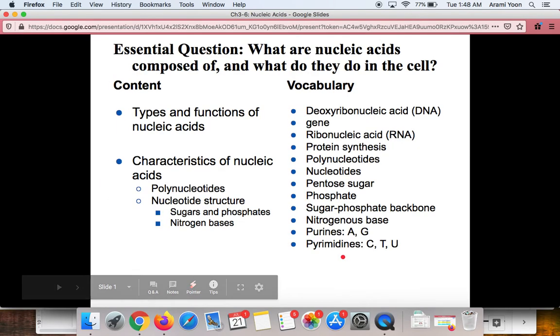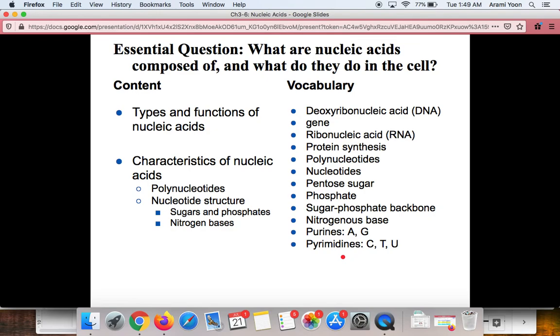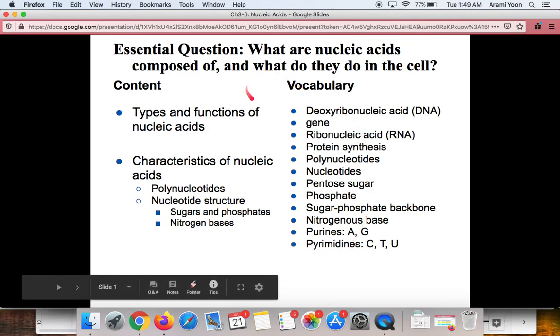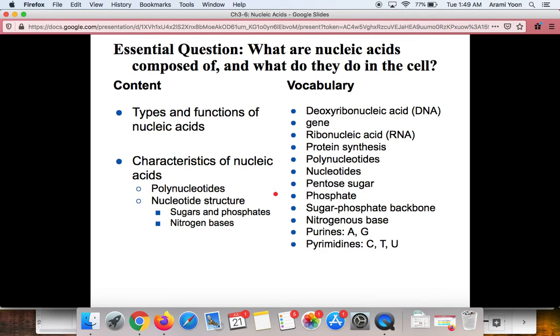Okay, if you guys would please go back to the essential question, see if you can answer this question using this vocabulary. And if you can, that means that you have mastered the basics of nucleic acids, which will prepare you to dive more deeply into it when we get to our gene expression unit.